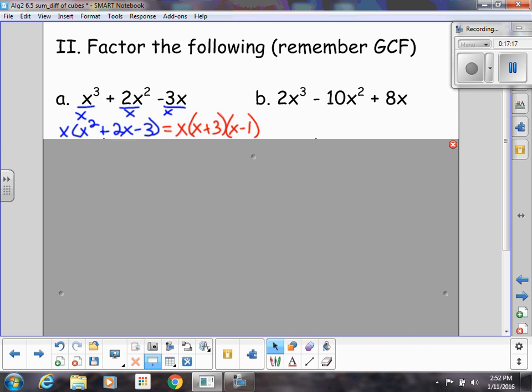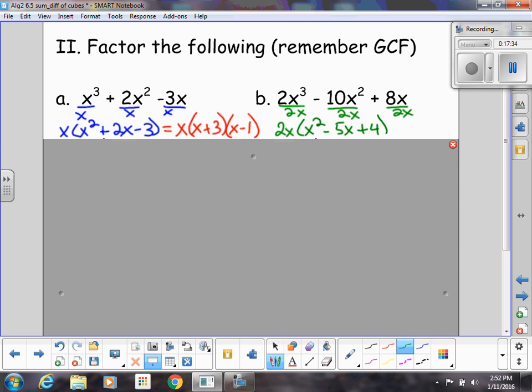Over here, what can I divide each of these by? I can divide them by 2x. Notice those numbers are all divisible by 2. So I'm going to put my 2x in front. That leaves me with 1x squared minus 5x plus 4. Oh, and that's like my example I was doing. So I'm still going to have my 2x, but I'm going to split up. I'm running out of room, so I'm going to put that above it. How about that?